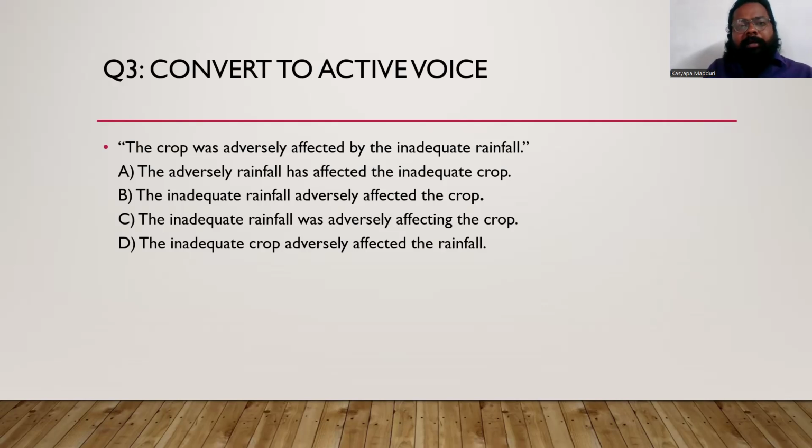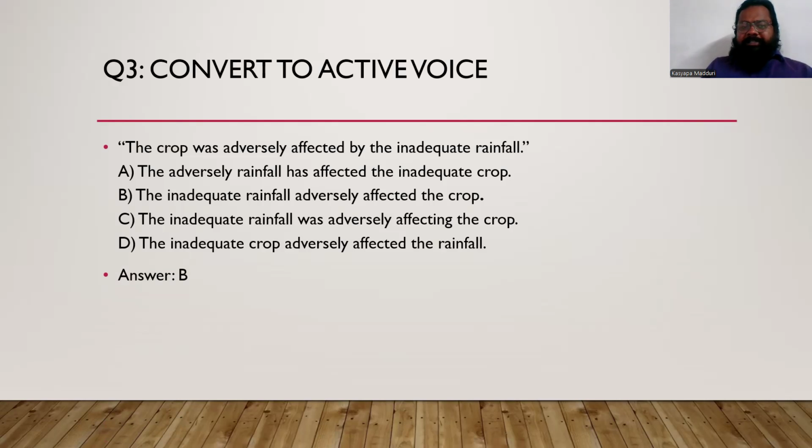All right. So, the adversely rainfall has affected the inadequate crop. This one has the has form, so it is immediately wrong. There is no has form in the question given. The inadequate rainfall adversely affected the crop. Okay. Now, in this sentence, it seems like a right sentence, doesn't it? Let us see the answer. See, it is that. Right? The inadequate rainfall adversely affected the crop.